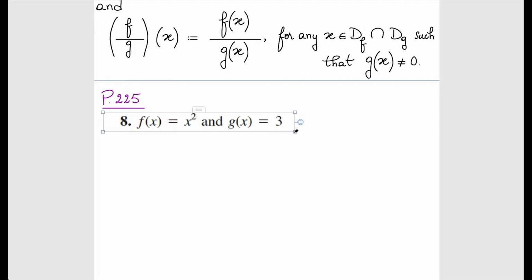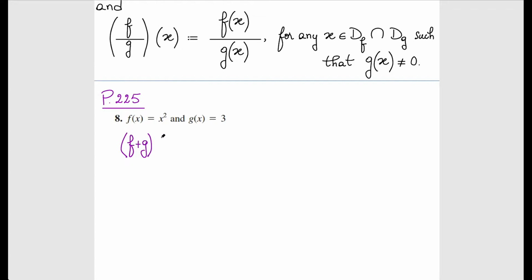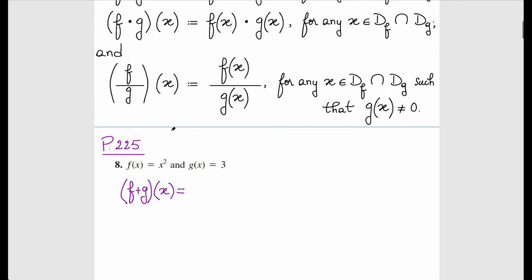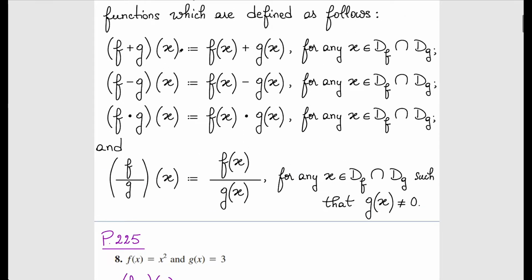Okay, so this is the problem, and we need to find the sum function f plus g. Well, f plus g, by definition, is the sum of those two functions f and g acting at a point x. How is it defined? It's just the sum of the outputs, right?